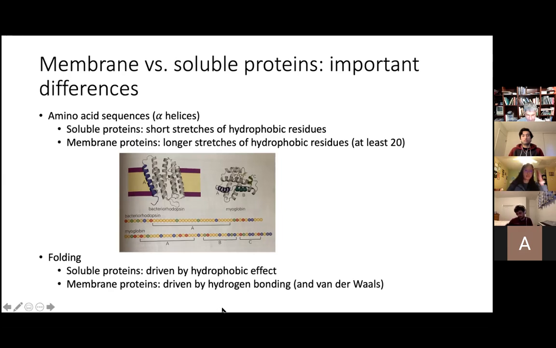So I think this explains why a lot of soluble proteins tend to be globular, and membrane proteins are mostly rows of alpha helices or beta barrels that can be isolated if they need to.